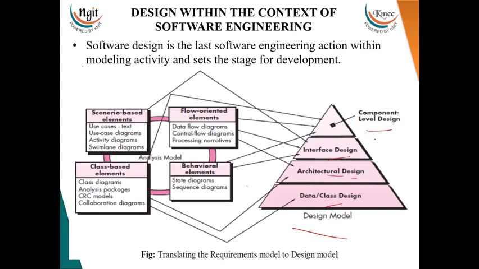Here you can see the scenario based elements: use cases, use case diagram, activity diagram, swimlane diagram, flow oriented DFDs and CFD, processing narratives. Then the class diagram, analysis package, CRC model, collaboration diagrams, and in behavior, state diagrams and sequence diagrams. These all fall under your analysis models. From here you can see the design model.